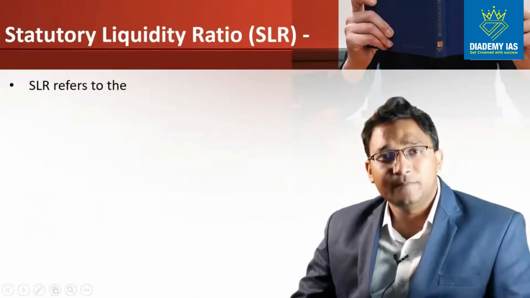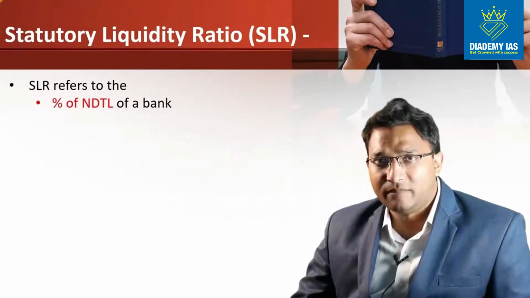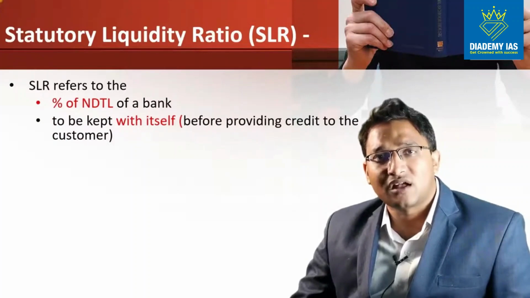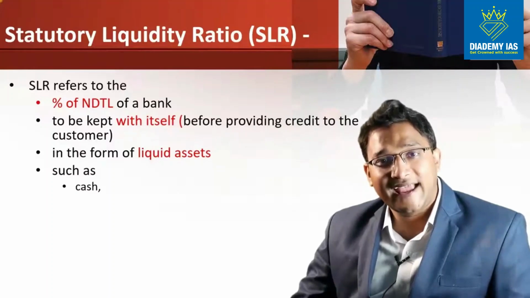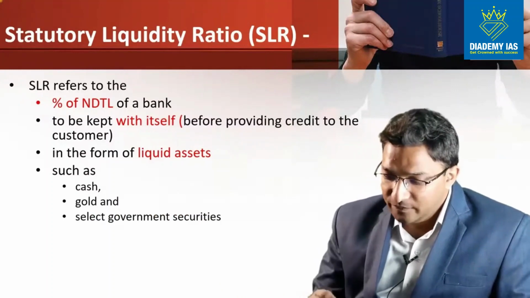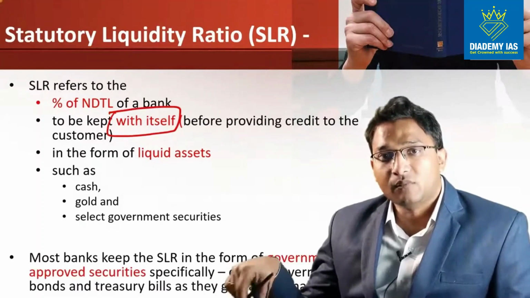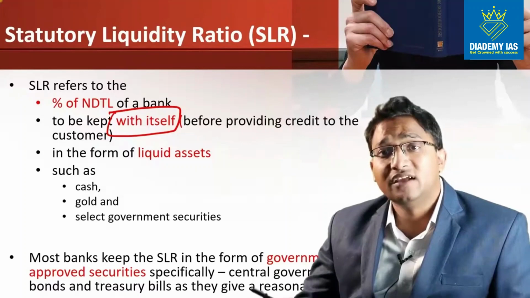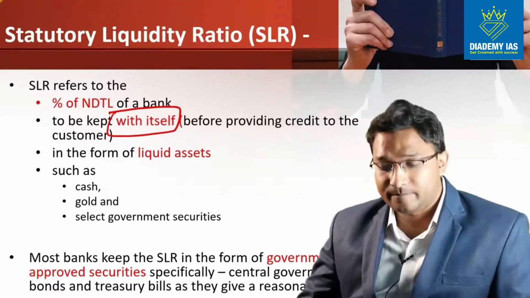So let us see, SLR refers to the percentage of NDTL of a bank to be kept with itself before providing credit to the customer, in the form of liquid assets such as cash, gold, and select government securities, right? So this amount will be kept with the bank itself. This is very crucial. Most banks keep the SLR in the form of government approved securities, specifically central government bonds and treasury bills, as they give a reasonable return.